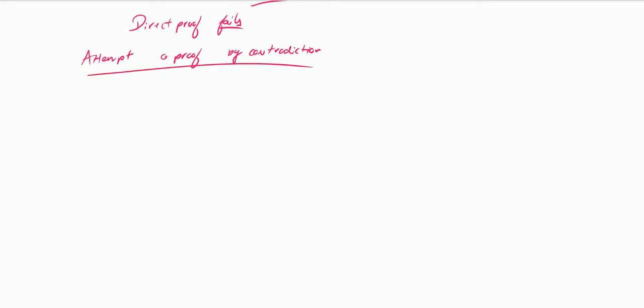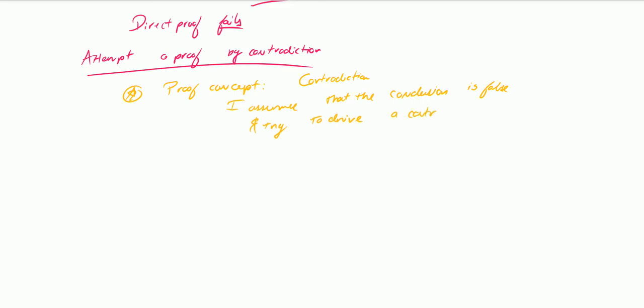Proof by contradiction. So this is a proof concept. In a proof by contradiction, I assume that the conclusion is false. In other words, I assume the opposite of the conclusion, and try to derive a contradiction from that. You'll see in a minute what I mean by derive a contradiction. But what's nice about a proof by contradiction is that you can actually start with your conclusion.